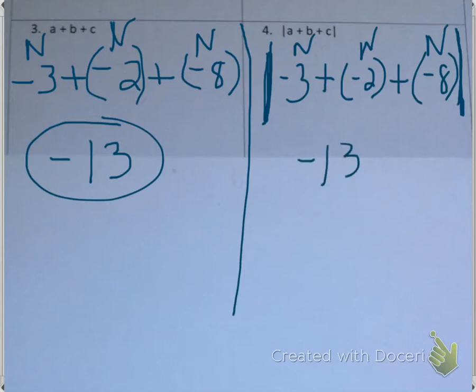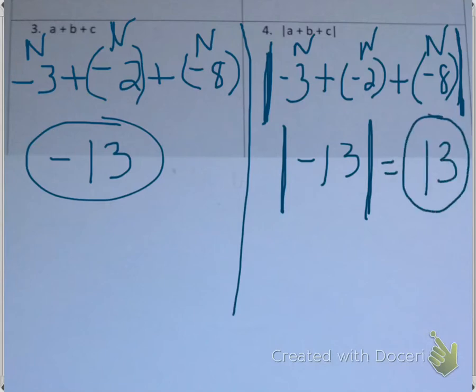And that would be a negative 13, but we need to find the absolute value of negative 13, and if you remember, absolute value is how far away a number is from 0. Well, how far is negative 13 from 0 on the number line? It is 13 away from 0. So my answer is actually positive 13.